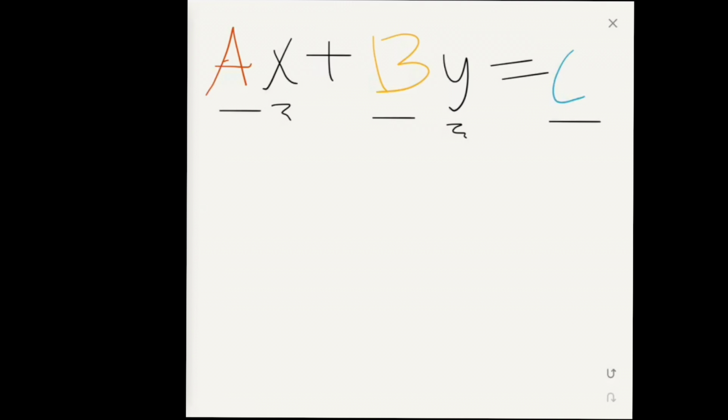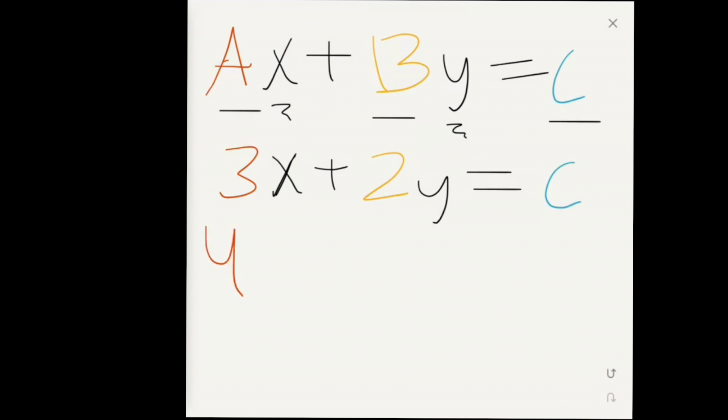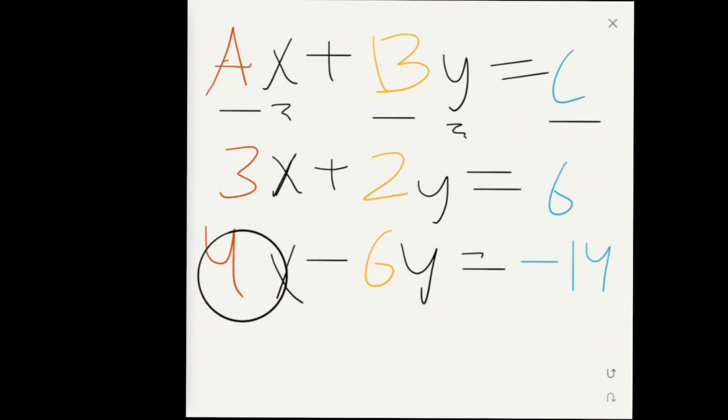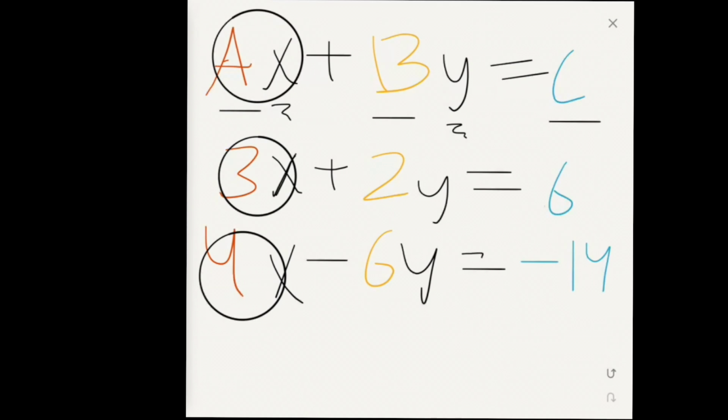An example of a linear equation in the standard form is 3x plus 2y equal to c. Another example of a linear equation in standard form is 4x minus 6y equals negative 14. As you can see, the integers keep changing while the variables remain the same. There are 2 rules in standard form. There can be no fractions in standard form, and the integer next to x cannot be negative. It has to be positive.